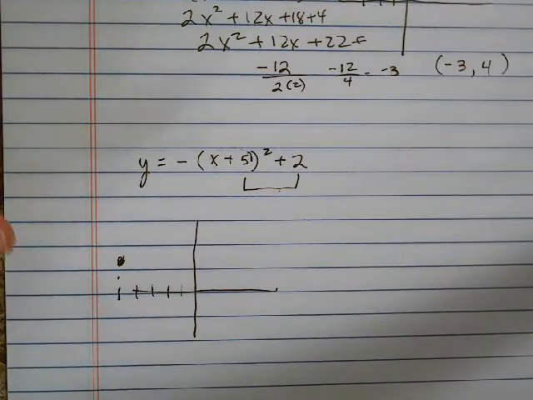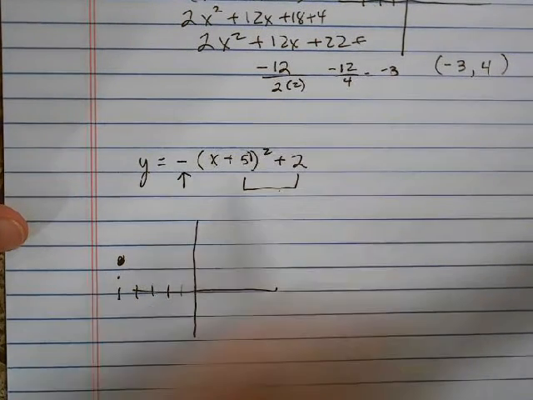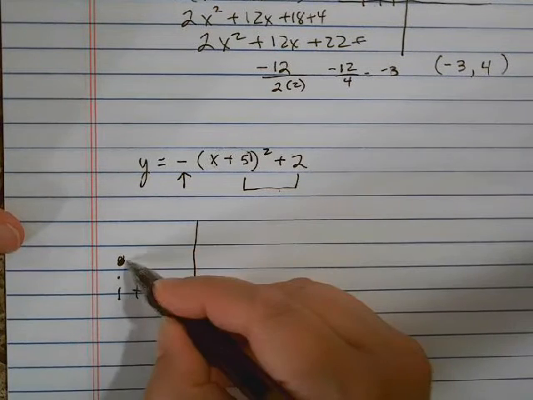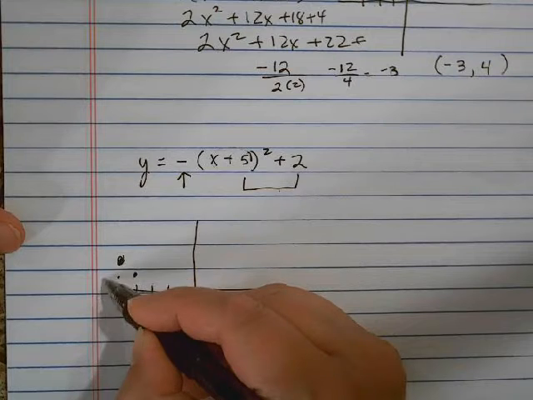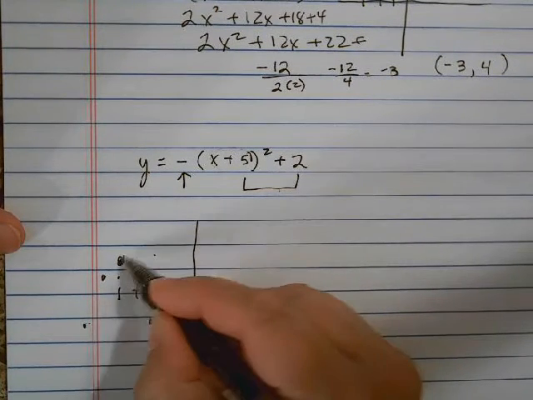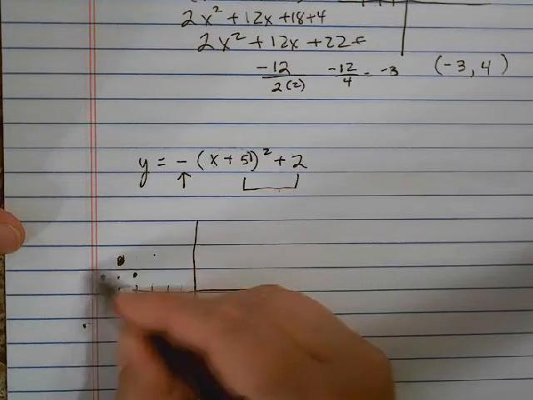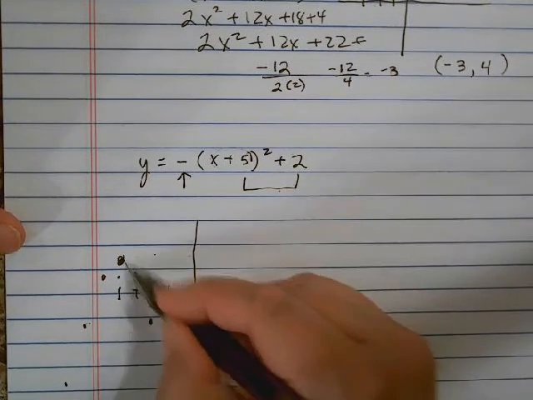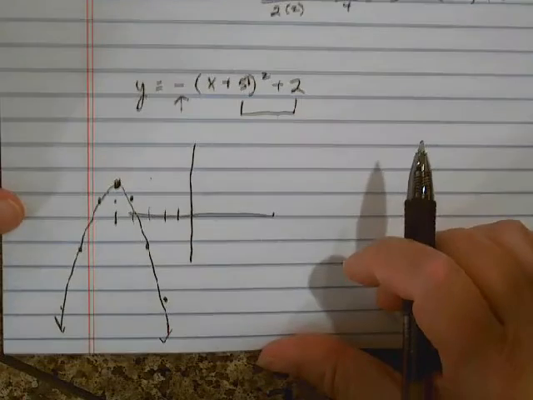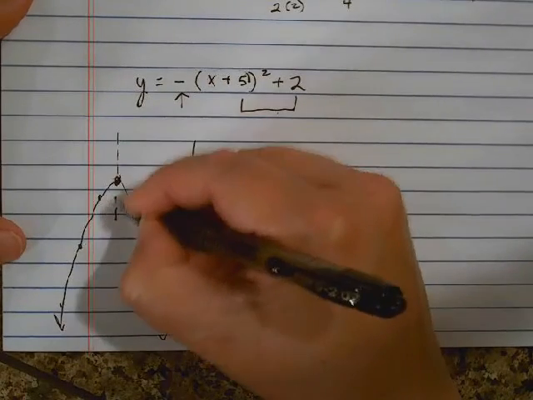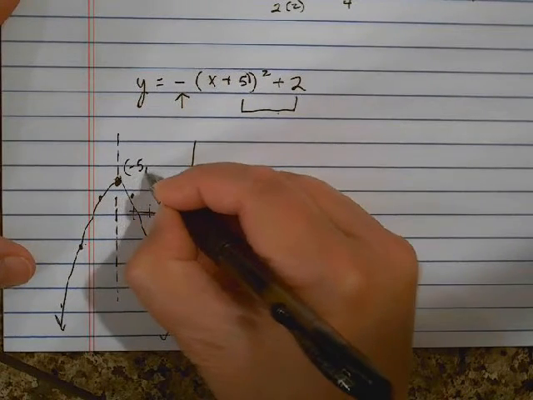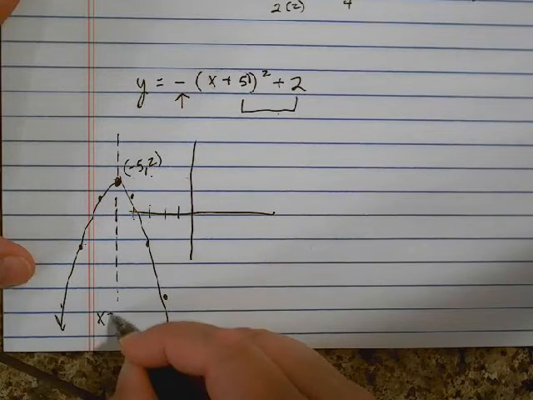Now, from that point, I'm going to move however this coefficient is. And so this is a -1, so it's going to be just like the parent function. I'm going to go over 1, down 1 on each side, over 2, down 4, and I could go over 3, down 9, over 4, down 16. It could keep moving like this. So this is going to be the parent function basically turned upside down. And then my axis of symmetry is going to be the line that goes through my vertex. And since my vertex is -5, 2, the axis of symmetry is going to be x equals -5.